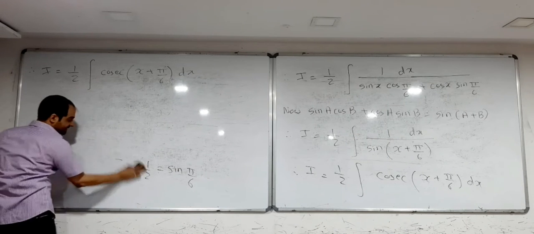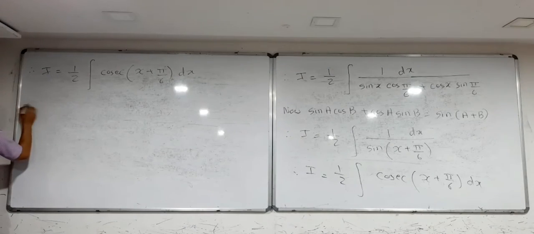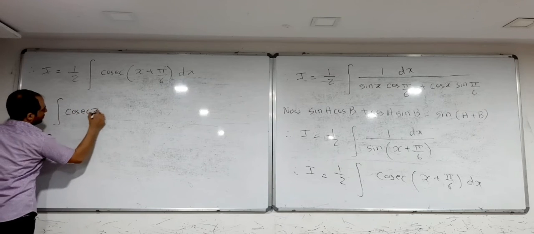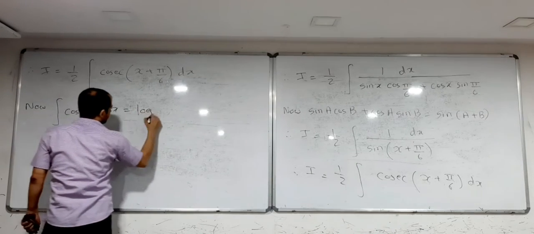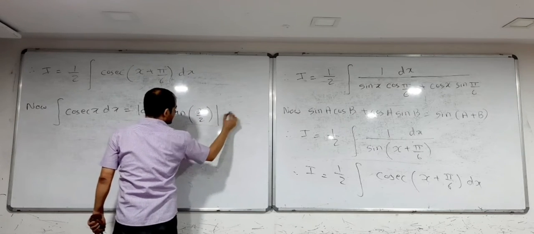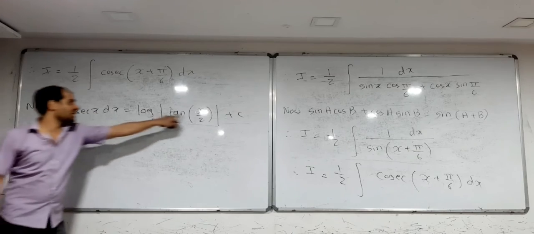Integration of cosec x dx is log of mod of tan of x by 2, for MCQs. Now, integration of cosec x dx is log of mod of tan of x by 2 plus c to the base e. It's understood? Since it is cosec x, we take x by 2, half of x.